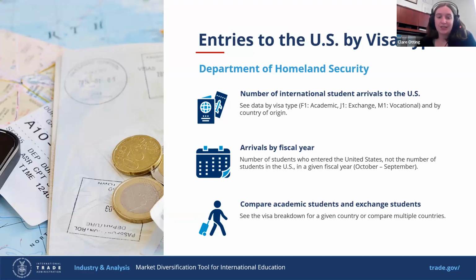Notably also, the data is by fiscal year. So, it runs from October to the following September. So it's a little bit different than the other annual data in the tool. But with this information, you can see how many students are coming in on F1 visas versus J1 visas. So whether they're an academic degree seeker or just an exchange student, you can compare that for a given country. You can look at that and also compare across countries to see that breakdown.